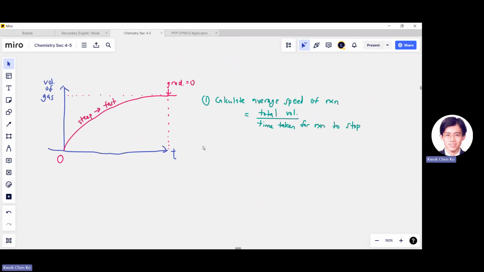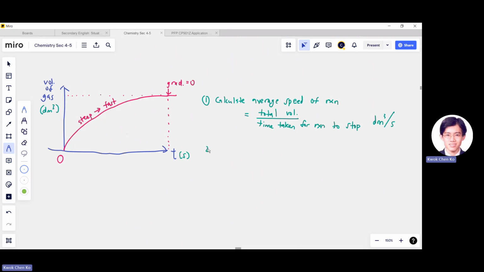And by the way, it has units too. So you better look at the graph. What are the units? Yes, but you have to write down the units for your answer. So if it's dm cubed and time is in seconds, make sure you write dm cubed per second. Don't lose that mark for the units.